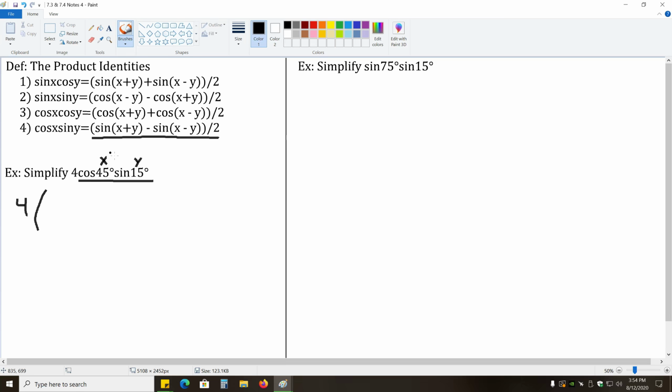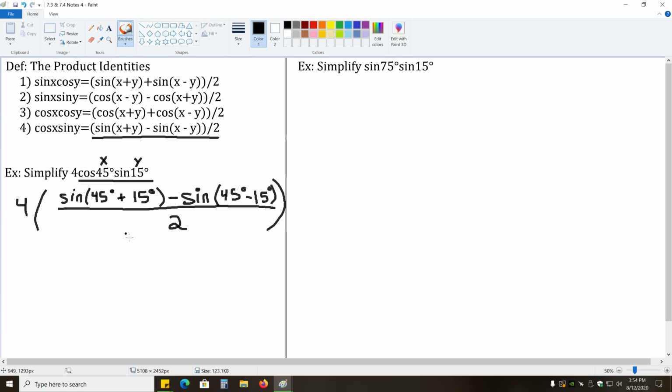So when we do this, we get sine of x plus y is going to be sine of 45 degrees plus 15 degrees minus sine of x minus y will be sine of 45 degrees minus 15 degrees all over 2. And now we can start simplifying.